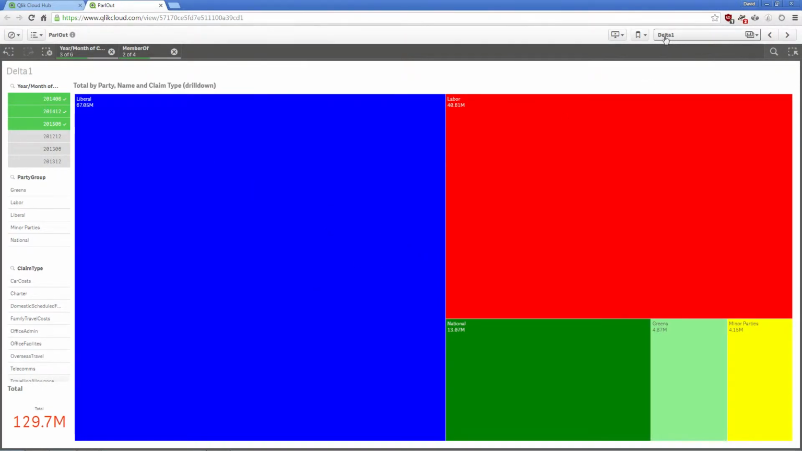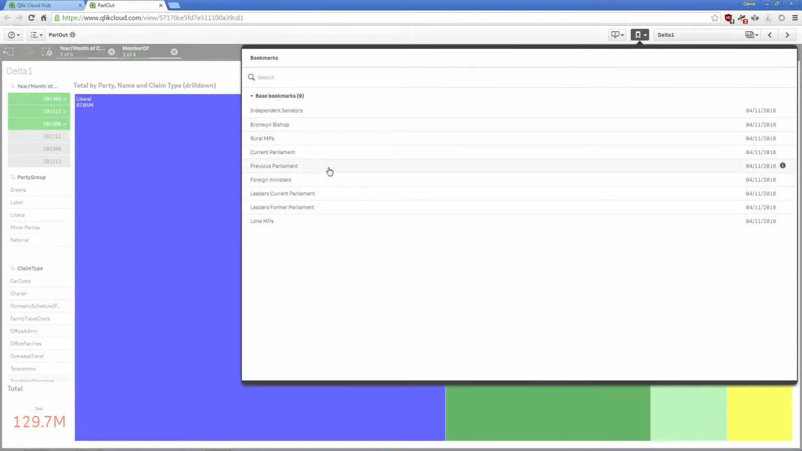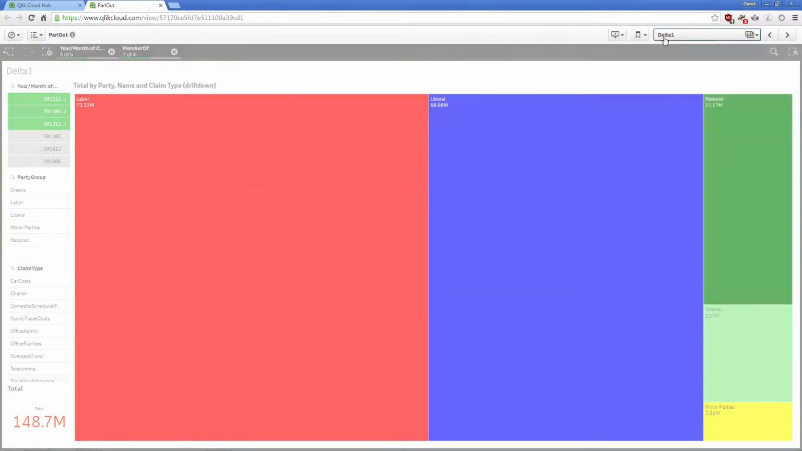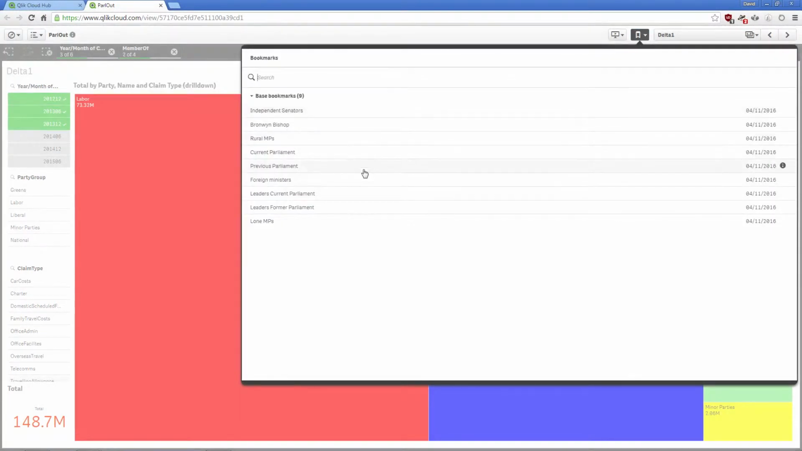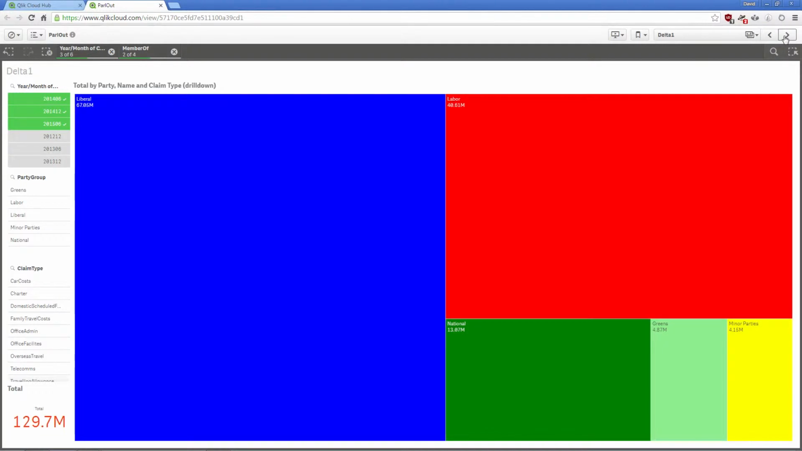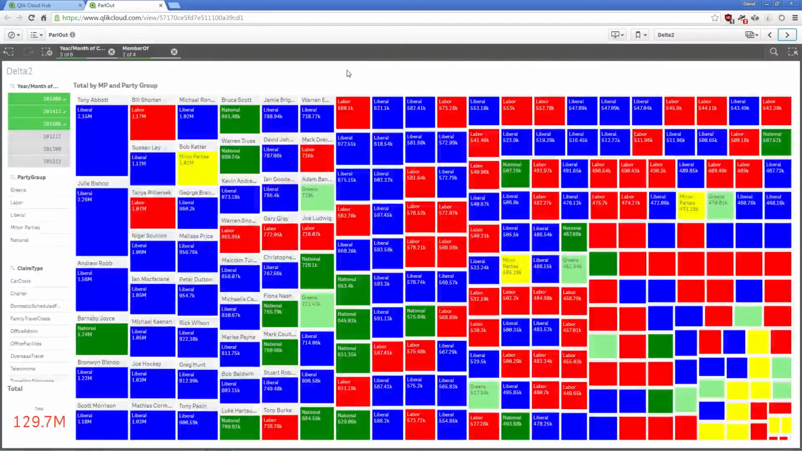And for comparison's sake, let's go to the previous Parliament, apply selections. So it's almost flipped. It's a little bit different, but it's almost flipped. But of course that's probably due to different numbers of members in there. So anyway, let's just go to the current Parliament. So that's overall. So this is now by individuals.